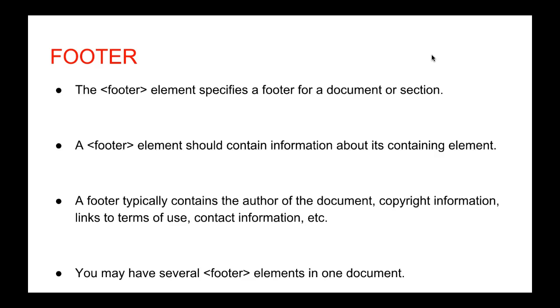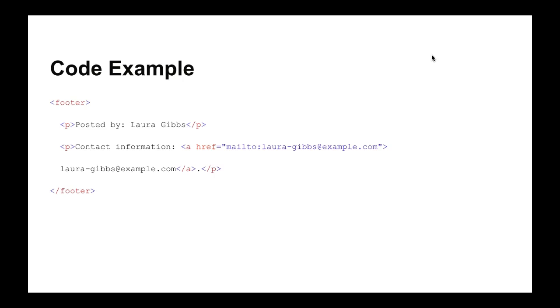Footer. The footer element specifies a footer for a document or section. A footer element should contain information about its containing element. A footer typically contains the author of the document, copyright information, links to terms of use, content information. You might have several footer elements in one document.